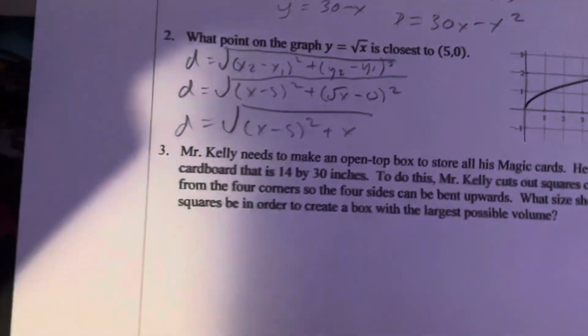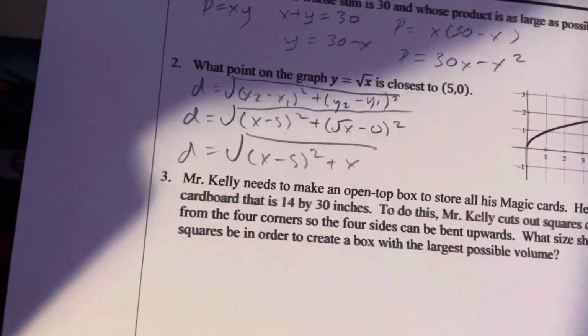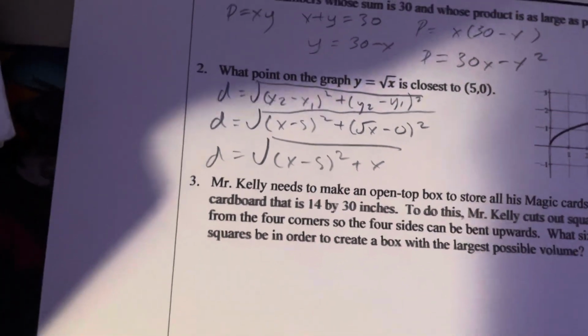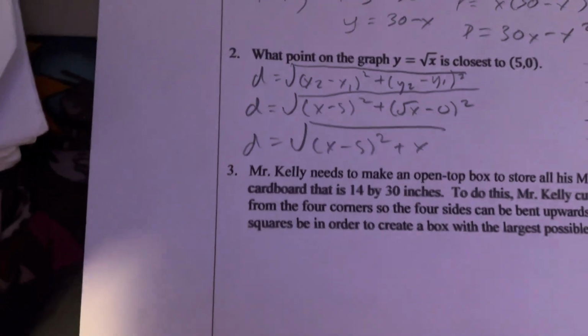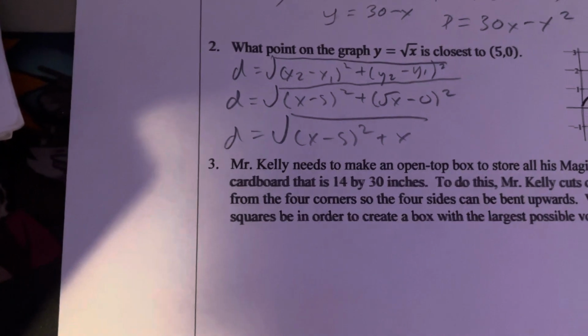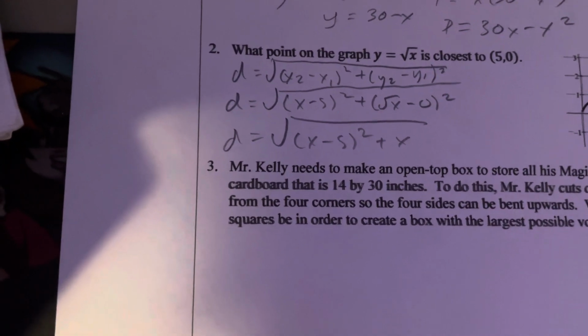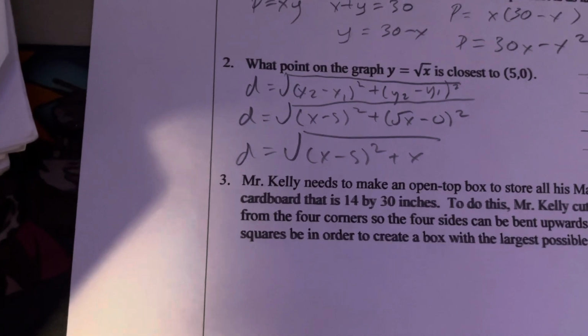3. Mr. Kelly needs to make an open top box to store all his magic cards. He has a piece of cardboard that is 14 by 30 inches. To do this, Mr. Kelly cuts out squares of equal size from the four corners so the four sides can be bent upwards. What size should the squares be in order to create a box with the largest possible volume?